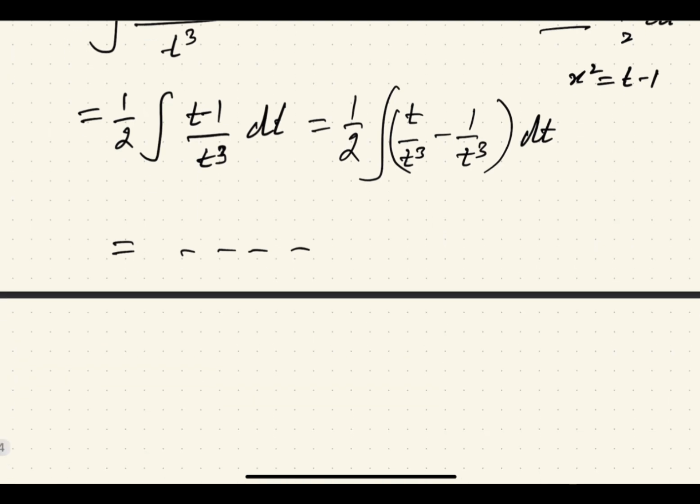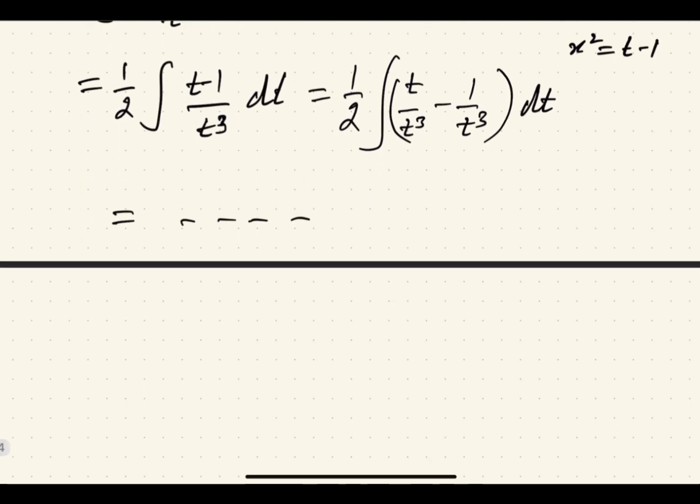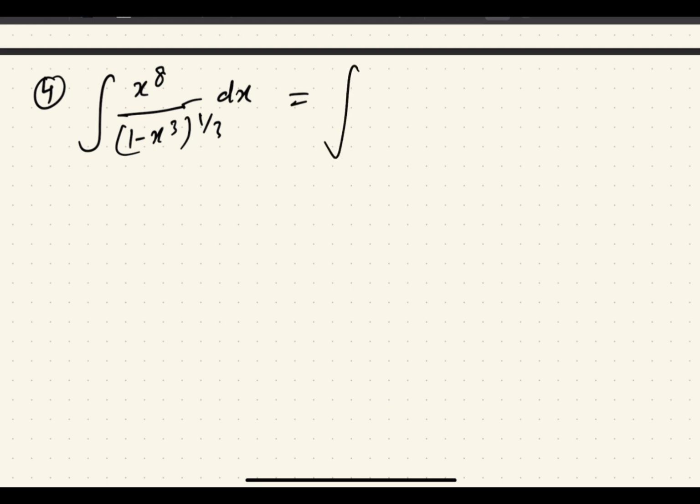This is not done. And now the fourth question you have. Okay, the fourth question is the integral of x power 8 over (1 minus x cube) to the power 1 over 3 dx. And you can write this as x cube square, here x square over (1 minus x cube) to the power 1 over 3 dx.